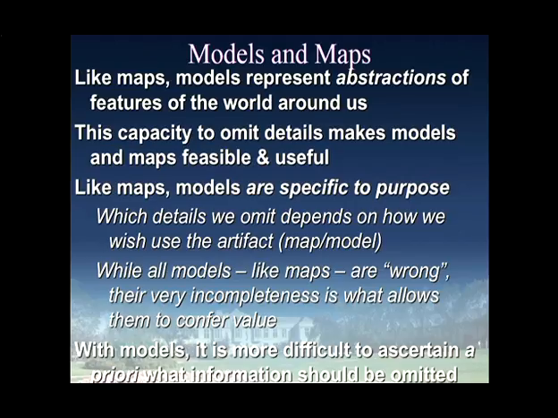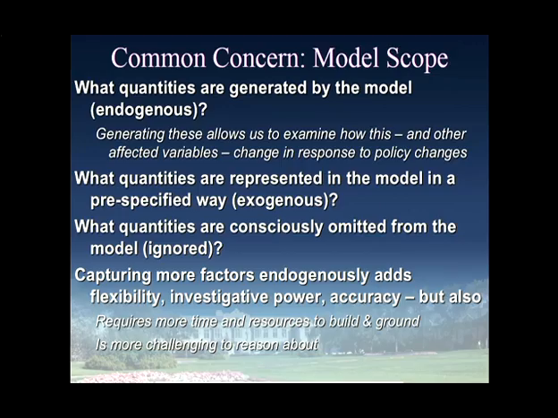Now, with a model, it's a bit more difficult to ascertain a priori what information should be omitted. And this afternoon, we're going to be going through some discussion of this. So a common concern here is scoping the model, setting the boundaries of the model. What quantities are generated by it? There are three basic categories here. And I'm going to ask you this afternoon to delineate these for your projects. Which quantities are generated by the model?